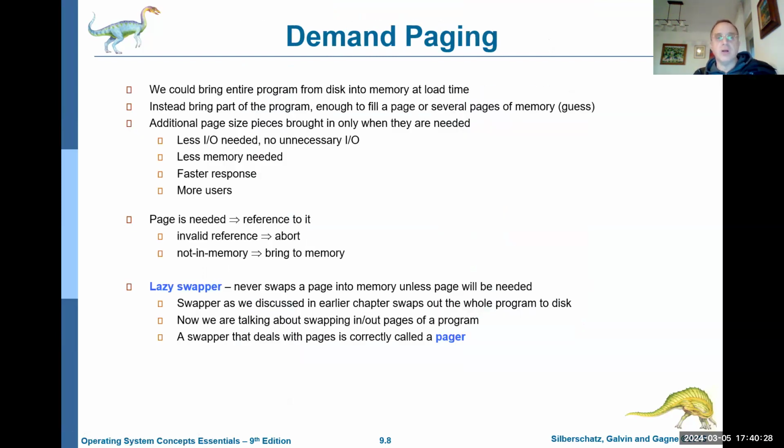But wouldn't it be smarter to bring part of the program, just enough to fill 1 page, or maybe 2 pages, maybe 3, we guess how many we need. Let's say just 1 page. As the program runs and additional page pieces are needed, we bring them into memory from the disk. This means that we have less I/O, at least at the beginning.